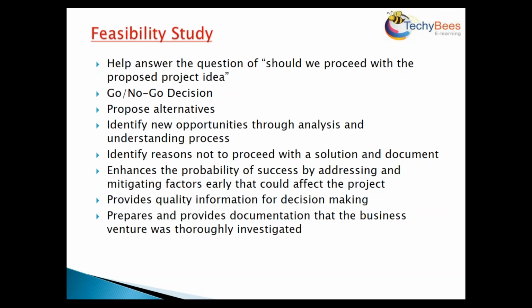Propose alternatives if it is a no-go decision. Identify new opportunities through analysis and understanding the process. Identify reasons not to proceed with a solution. If you say it is a no-go decision, you should always justify that and document it, to say this particular solution is a no-go, it cannot be implemented. When you say yes, it can be done, there won't be a lot of questions. But when you say no to something, there will be a lot of questions from your end user. So you have to be very careful about your no-go decision.